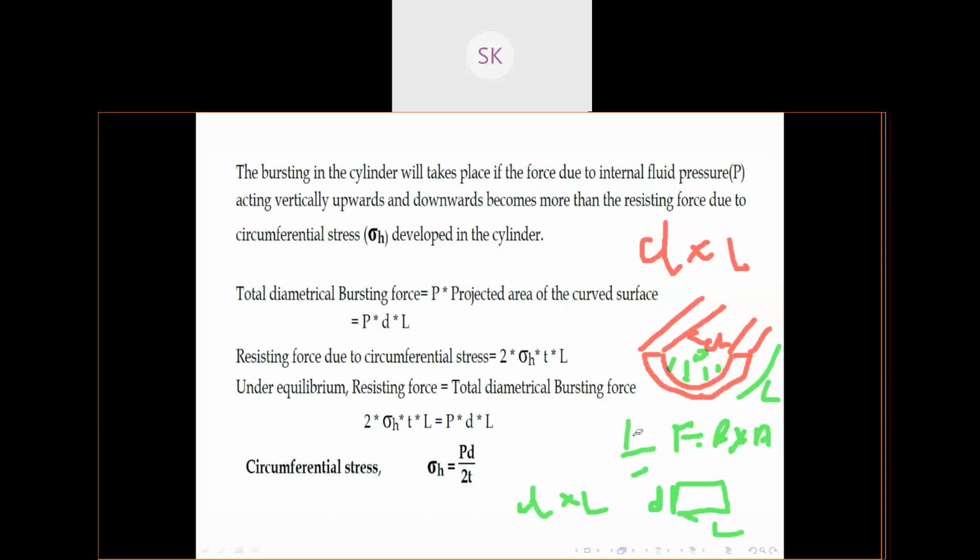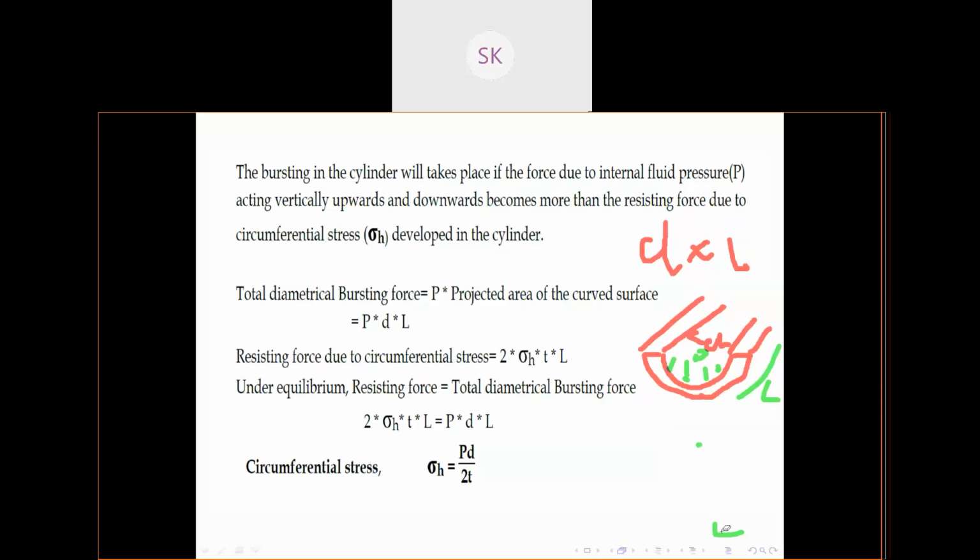Please respond. Bursting force is clear. What about others? Type. Only one student is responding. What about others? Vijeshwata, Rupashri, others. Vincent. Okay.